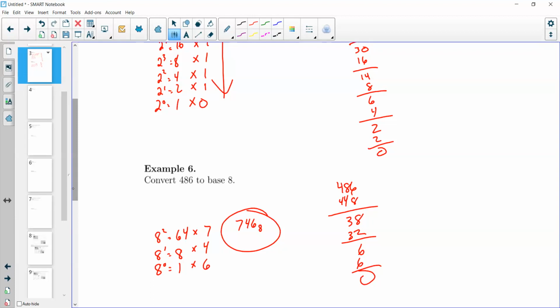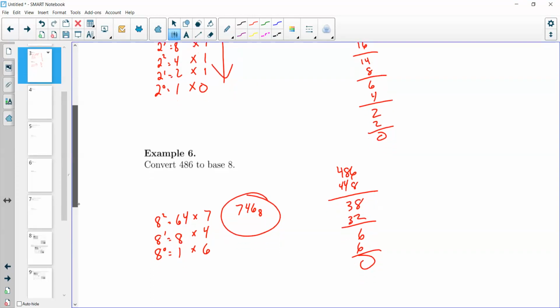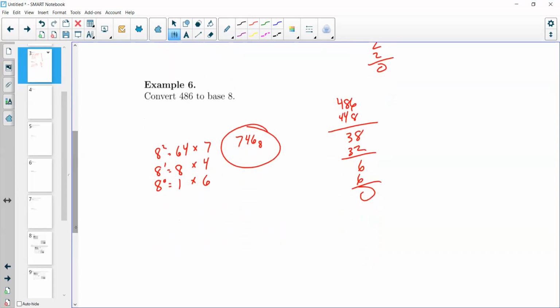Any questions on how we did that one? Not hard. It does get tedious. Everybody got it? Scream now or forever hold your peace.